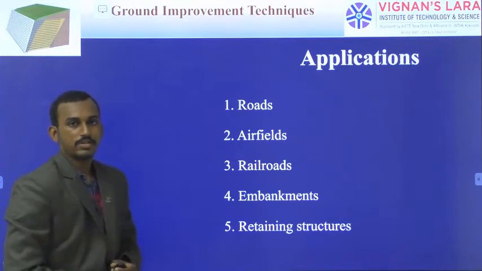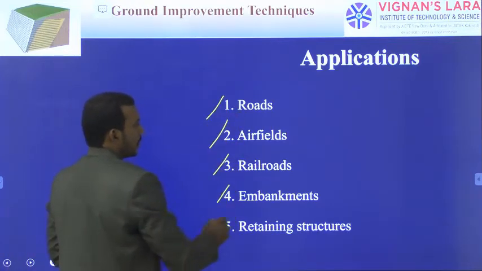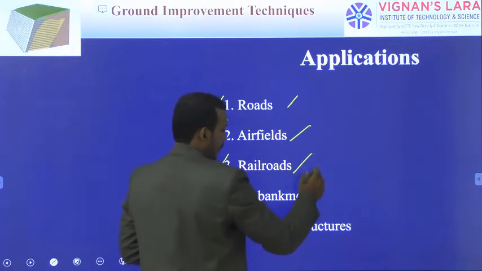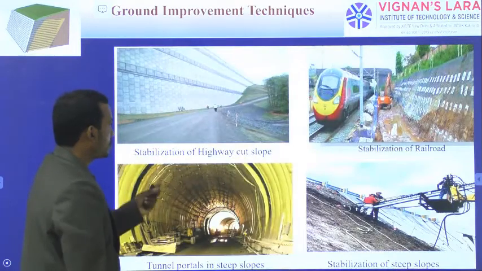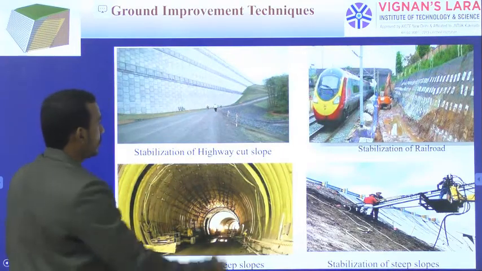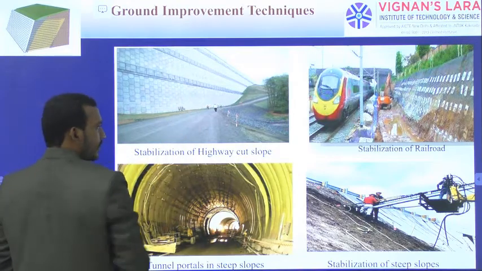The next one is applications. So this one we already discussed. We generally use these types in roads or oil fields, railroads, embankments and retaining structures. If you want to see a few more, see this is the highway. So here we are inserting the nails into the soil. Okay, this is the first one.